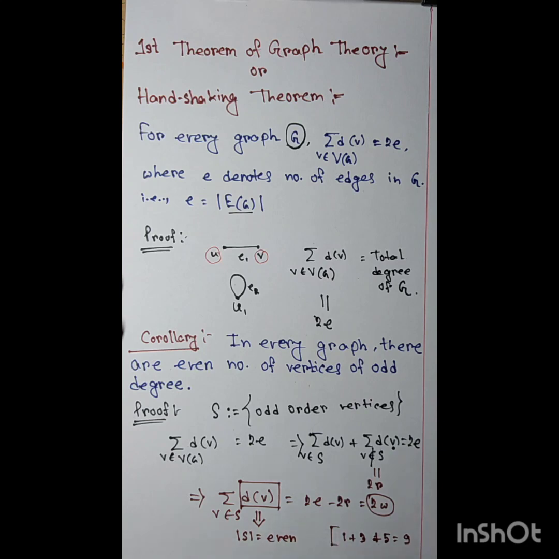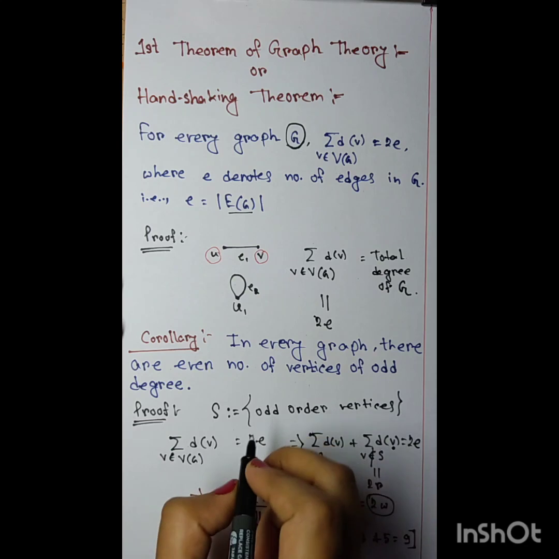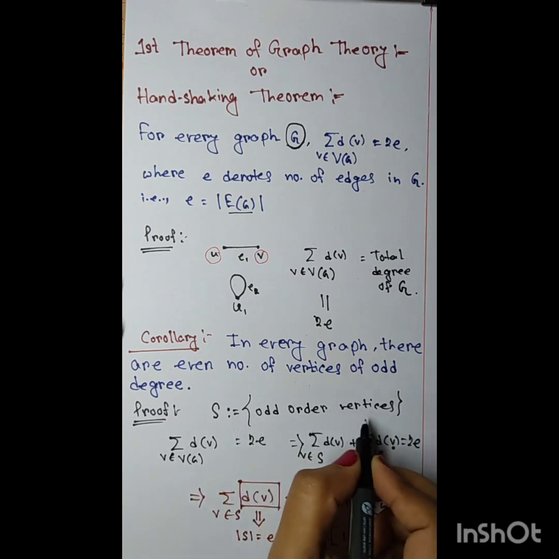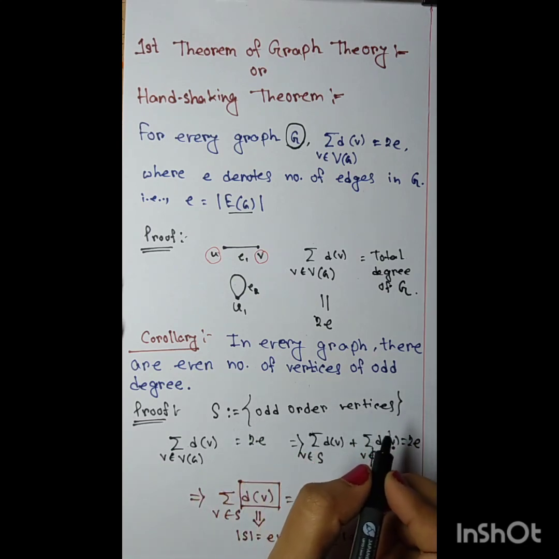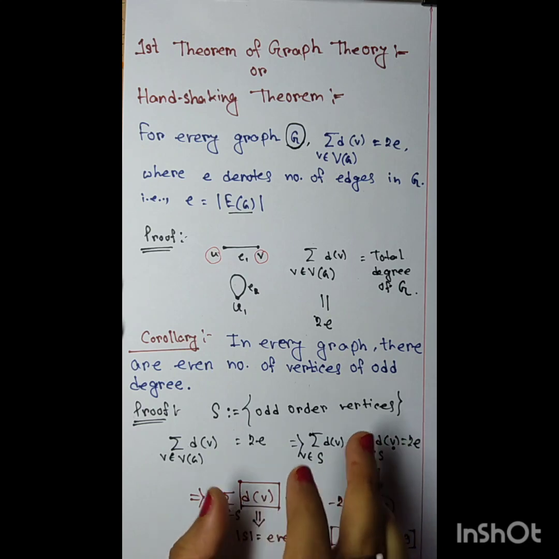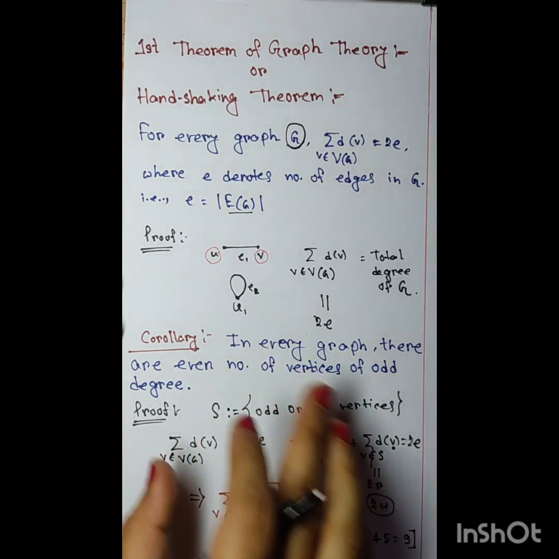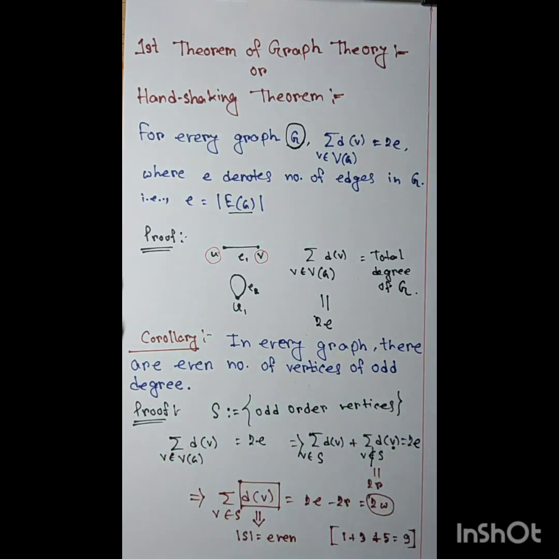So from here we have that the cardinality of S is even, which suggests that the number of odd order vertices is even. So the proof of the corollary is complete, and using this corollary we will do some problems to get a clear idea about it.